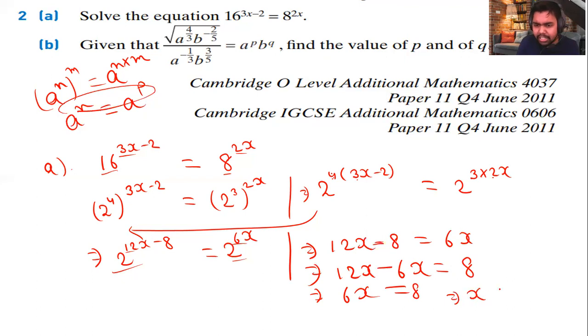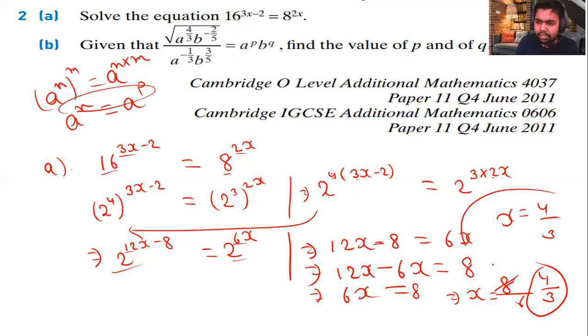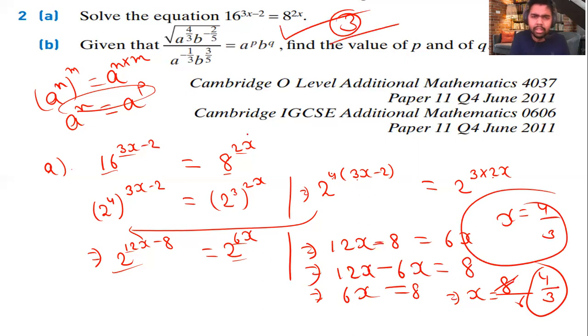Therefore, x would be equal to 8 by 6. Here, both can be simplified by 2. It will go 4 times, and it will go 3 times. So my final answer is x equals 4 by 3, and this is your answer. If you solve like this, you are going to get full 3 marks. So you scored 3 marks here. Let us go to the next question.